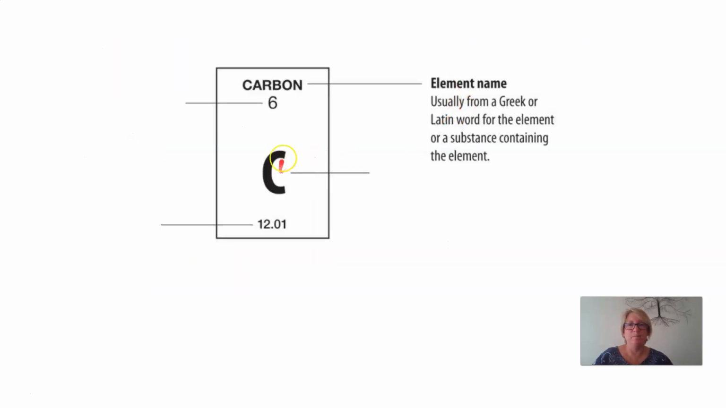So let's have a look here. So capital C tells us that the element's name is carbon. Now from our previous lessons you have learned that often the elemental name is derived from a Greek or Latin word for the element, or it could be the name of a substance that contains that element. What does the C mean? C is the symbol. It's a shorthand version that we use to abbreviate the name for the element. Can you remember the rules about symbols and elements and the naming of elements?